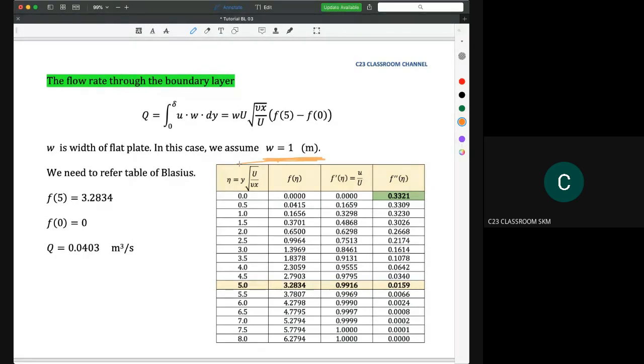Okay, so if we substitute these values everything in here, we could get that the flow rate here is equal to 0.0403 meter cube per second.